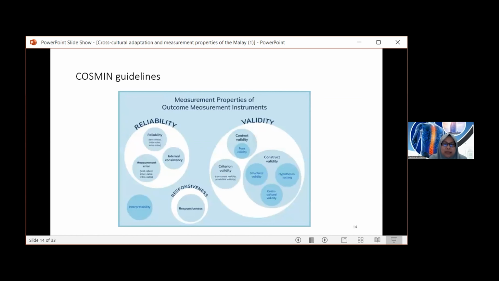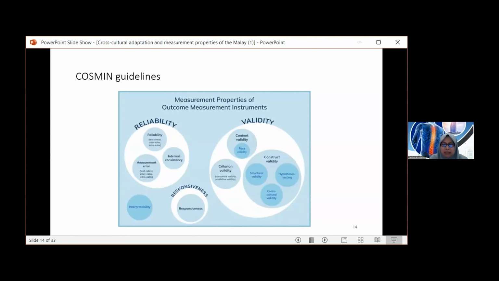Assessment of the measurement properties according to the COSMIN guideline consists of 3 domains, which are reliability, validity, and responsiveness. Reliability is defined as the degree to which the measurement is free from measurement error, and it encompasses internal consistency, test-retest reliability, and measurement error. Validity is defined as the degree to which an outcome measures the construct it is supposed to measure, and includes content validity, construct validity with structural validity, hypothesis testing, and measurement invariance as subsets, and criterion validity. The last domain is responsiveness, defined as the ability of an outcome measure to detect change over time in the construct to be measured.